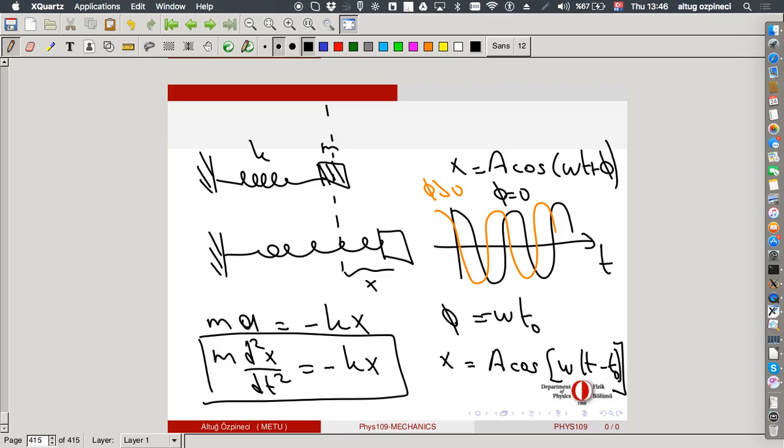So x should be such a function that its second derivative should be proportional to itself, and there are not many functions that you know. One is the exponential function, one is the cosine and the sine functions, which when you take the derivative, they transform into themselves. So that's basically what we are also doing here. Now, any questions?